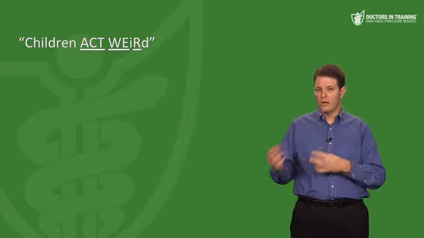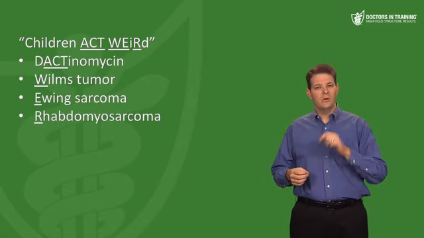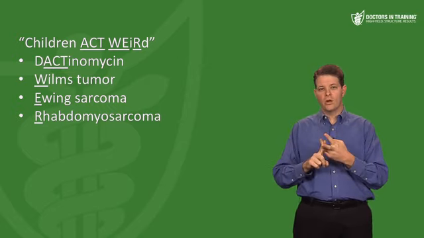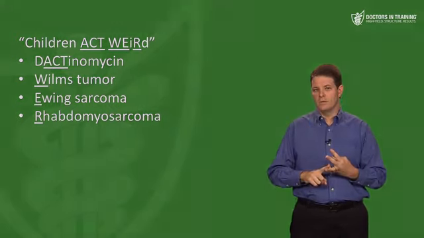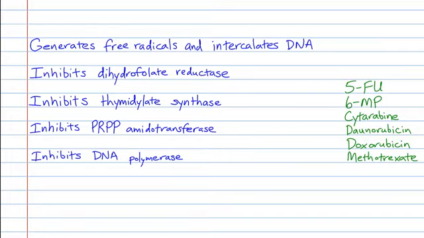Children, because these are childhood tumors, act for dactinomycin, and then the W, the E, and the R in the word weird are for Wilms tumor, Ewing sarcoma, and rhabdomyosarcoma. There's one more drug I want to cover, but first, let's review what we've done so far with a quick whiteboard review. Let's start by matching the drugs on the right with the mechanisms of action on the left.